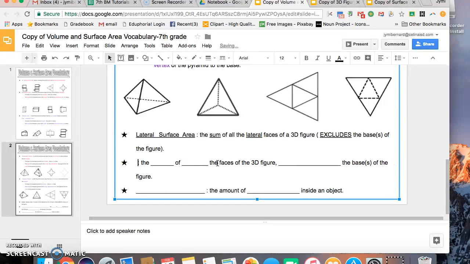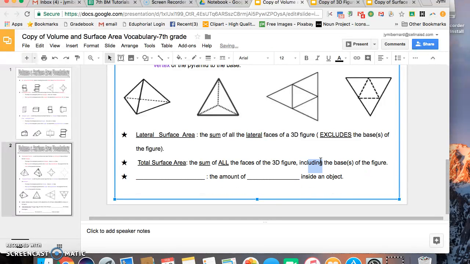And then we also talked yesterday about total surface area, which is the sum of all the faces of the 3D figure, including the bases of the figure. Last but not least, volume is the amount of space inside an object. Okay, so you're going to glue these left and right in your notebook after the previous unit.